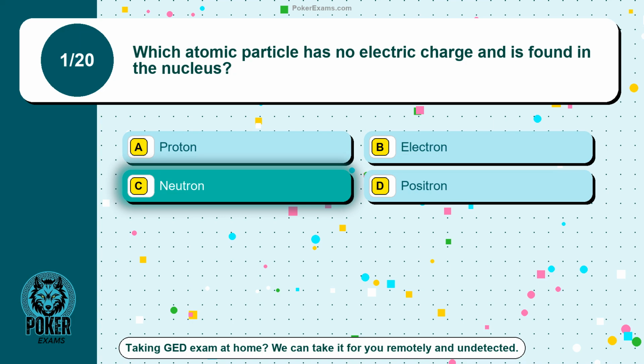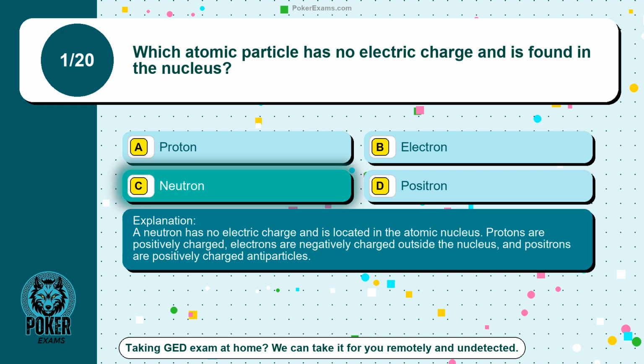The correct answer is option C, neutron. A neutron has no electric charge and is located in the atomic nucleus. Protons are positively charged, electrons are negatively charged outside the nucleus, and positrons are positively charged antiparticles.